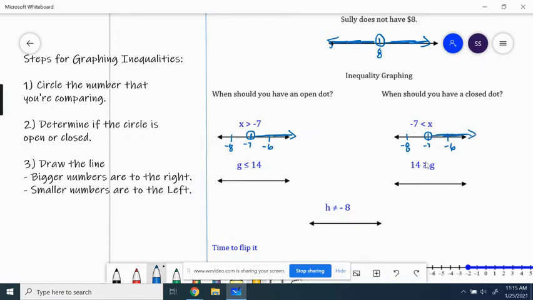Okay, so as you can see, these are the same inequality, but it's different. The x is on the different side. Okay. All right, next one.